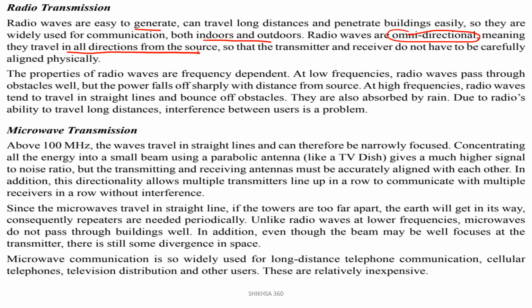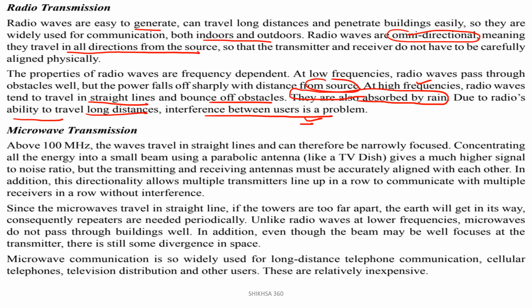At low frequencies, radio waves pass through obstacles well, but the power falls off sharply with the distance from the source. At high frequencies, radio waves tend to travel in straight lines and bounce off obstacles. They are also absorbed by rain. Due to the radio's ability to travel long distances, interference between users is a problem. So that is regarding radio transmission.